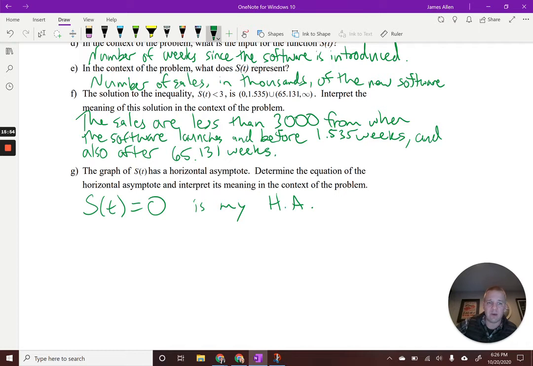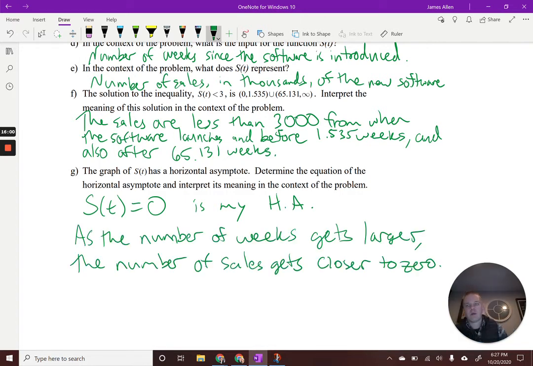When they purchase it, they find it somewhere, so somebody bought it, so it's never really approaching 0 sales. Get what I'm saying there? All right, let's jot that down in a formal way. And there we have it, folks. As the number of weeks gets larger, the number of sales gets closer to 0. I think that's clear and concise.